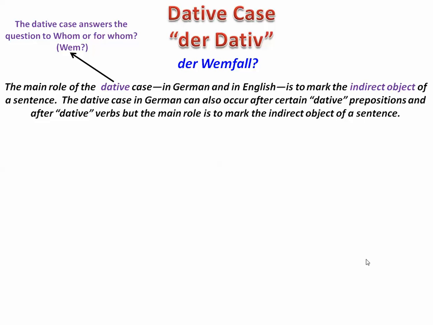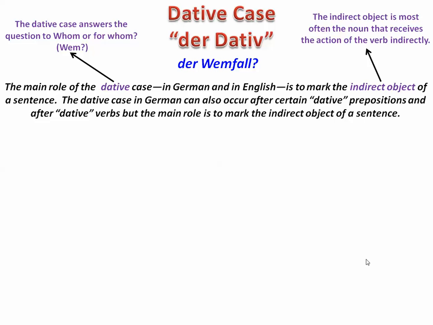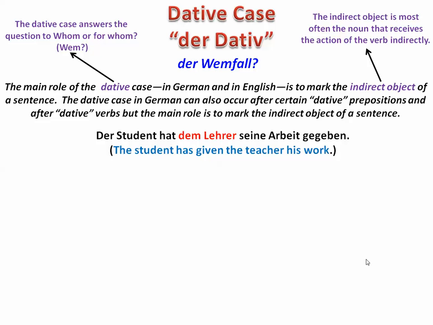Remember, let's recap. The subject is a subject, comes after certain verbs. The accusative is the direct object, comes after certain prepositions, and also occurs in specific phrases and constructions. And then you have the dative. Now the dative is to mark the indirect object. And remember, the indirect object is what receives the action of the verb indirectly. So it's to whom or for whom something's given, done, bought, etc. The dative case also can occur after certain dative prepositions. So we're going to look at those in a minute.